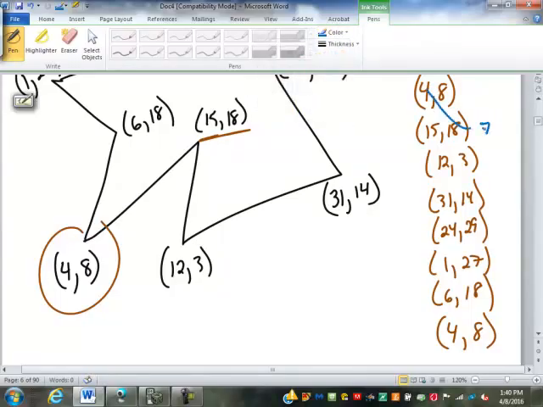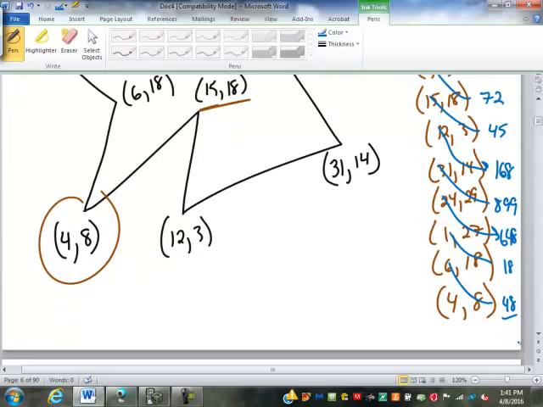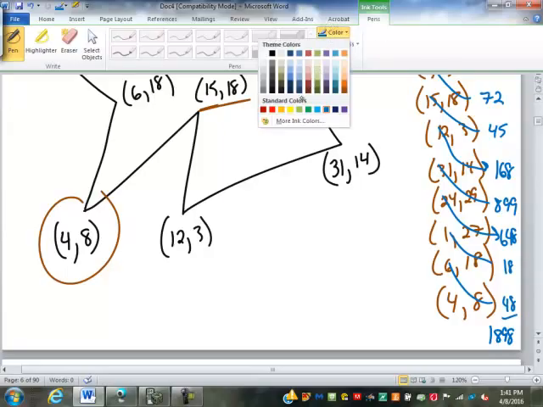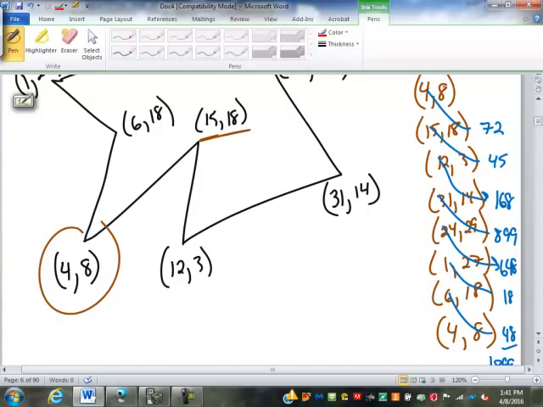So 4 times 18 is 72. 15 times 3 is 45. 12 times 14 is 168. 31 times 29 is 899. 24 times 27 is 648. 1 times 18 is 18. 6 times 8 is 48. What's that all add up to? 1898. How many of you got 1898? Good deal. Let's go the other way.